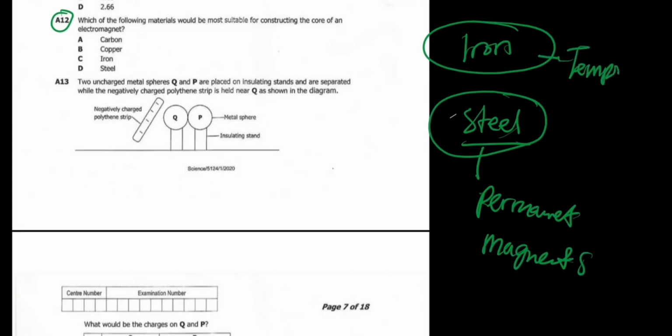Instead, you can use steel when you are making what we call permanent magnets. For iron, you can use it for temporary magnets. So just keep in mind, when you're dealing with electromagnets, iron is the best option for you. When you're trying to make strong or permanent magnets, then you go for steel. Carbon and copper are non-magnetic materials, so they don't apply here. So make sure you understand how electromagnets work.